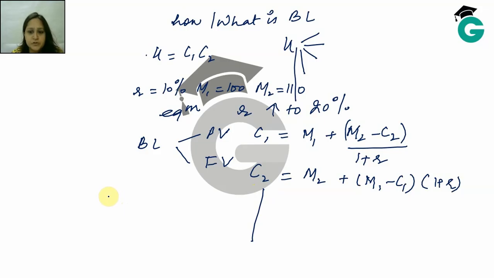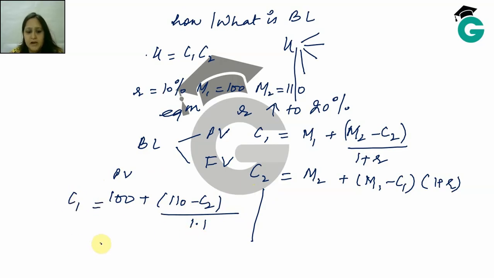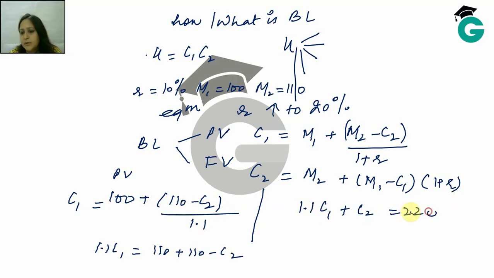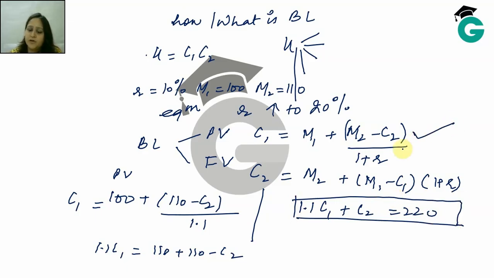I want to prove this to you, so let's see. प्रेजेंट वैल्यू से निकाल रही हूँ पहले. 100 plus 110 minus C2, which is unknown, upon 1 plus R, which is 1.1. This is equal to C1. Can I write 1.1 C1 is equal to 110 plus 110 minus C2? This is 1.1 C1 plus C2 is equal to 220. तो ये मेरे पास बजट लाइन आई जब मैंने ये वाला फॉर्मूला यूज़ किया.